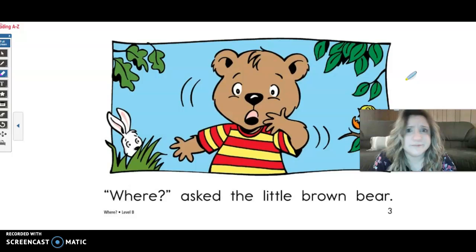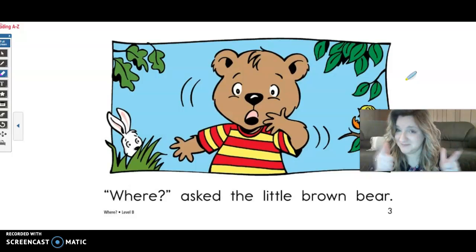That doesn't sound right. No. Little brown bear is not calm like that. He's not like, where? No. He's very scared. He's saying, where? Asked little brown bear. Do you notice how now my voice matched how little brown bear was feeling? Where? Asked little brown bear. Now it's your turn to try.